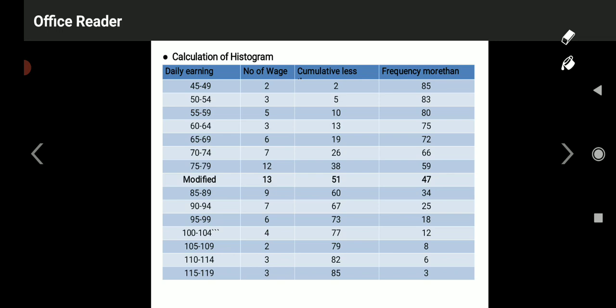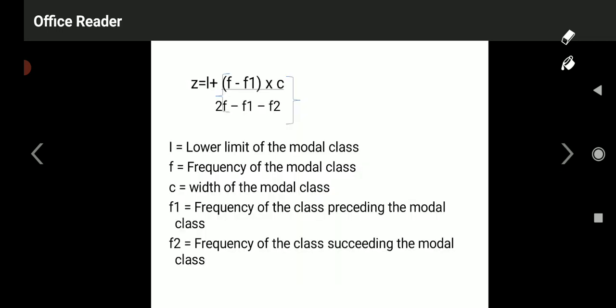So the modified class interval can be found with the help of mid value. Hope you understood, that is 80 to 84. With the help of that only you are going to calculate the histogram. Now coming to the calculation part.